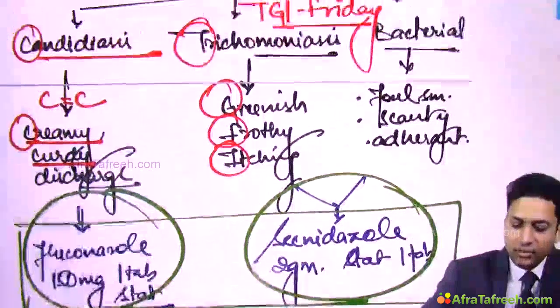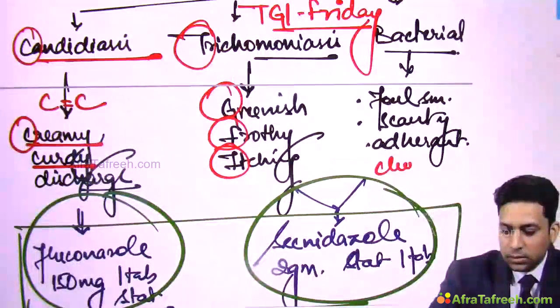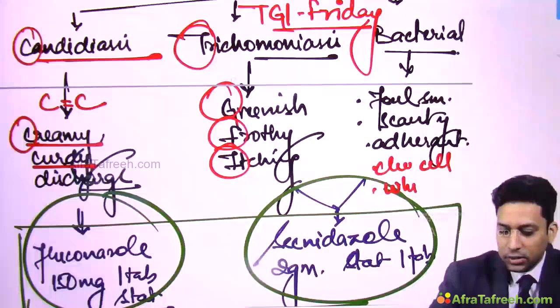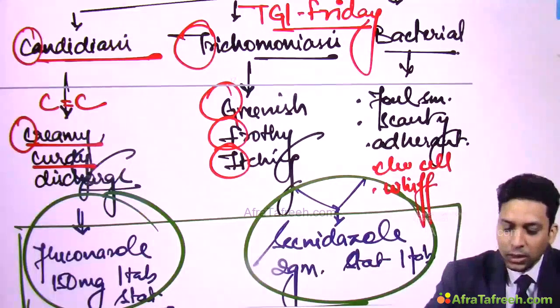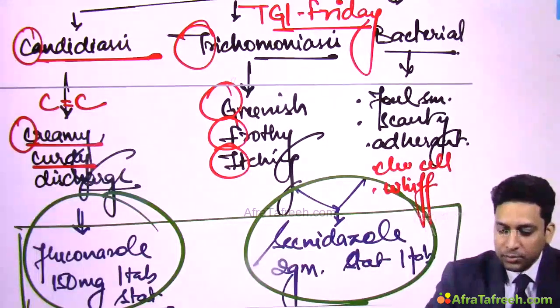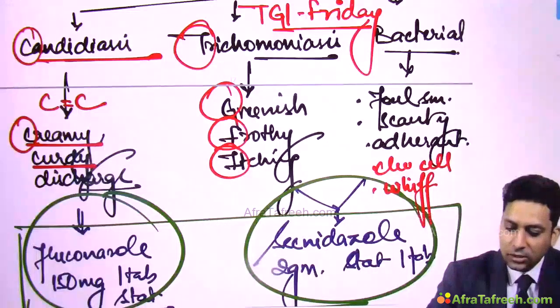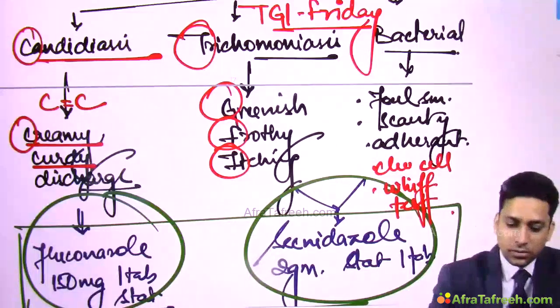So in gynae you might have read about clue cells and whiff test, that is the amine odor which comes out on pouring 10% KOH in the smear which you have prepared from the vaginal discharge. So these are two more points to remember in bacterial vaginosis.